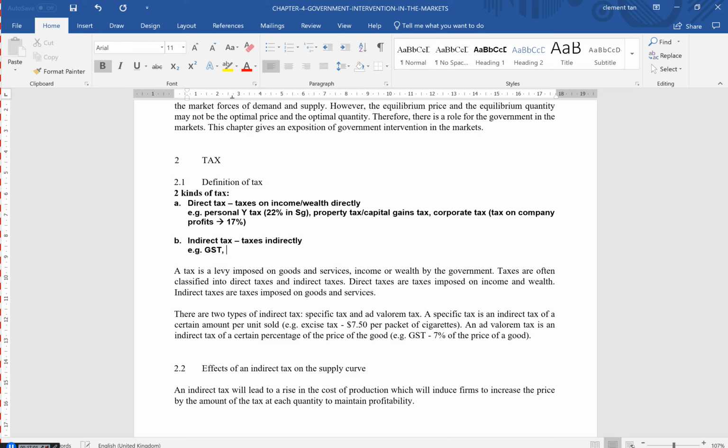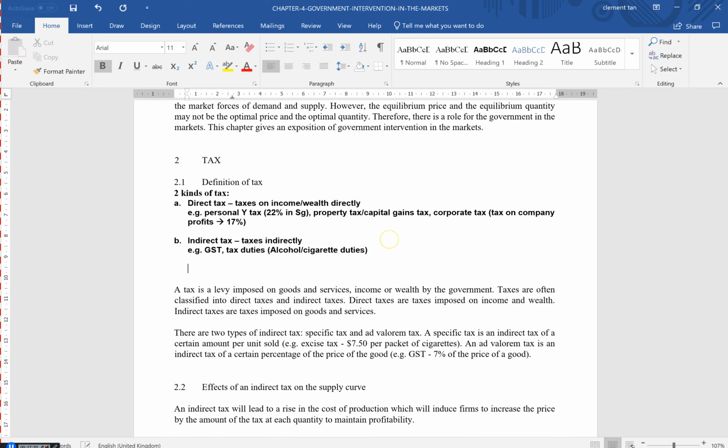Then of course other things. They call it tax duties. This one you learn in market failure. So things like alcohol duties, cigarette duties. It's funny they call it duties, but they call it duties because it's a duty to ensure that alcohol and cigarettes are not over-consumed, so they tax you.